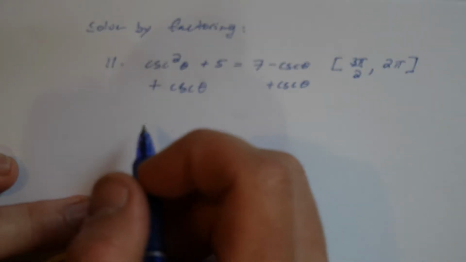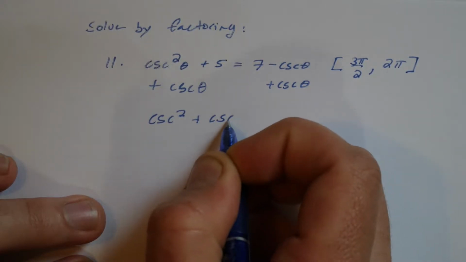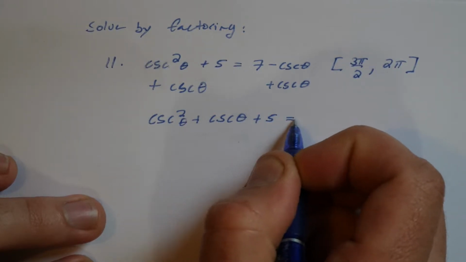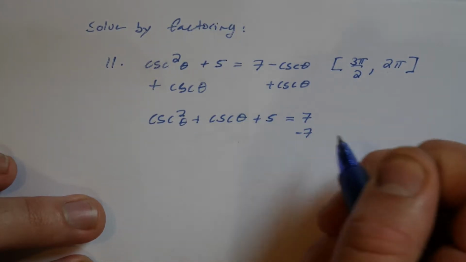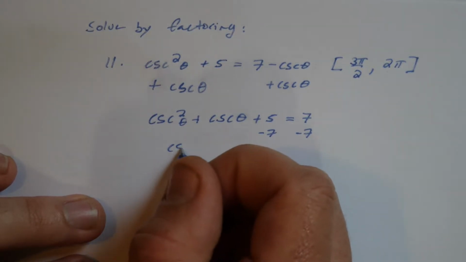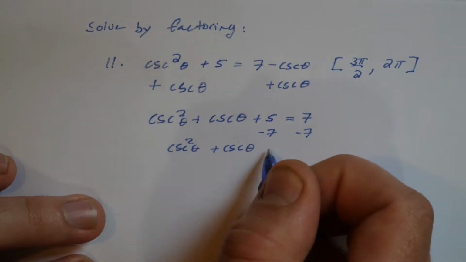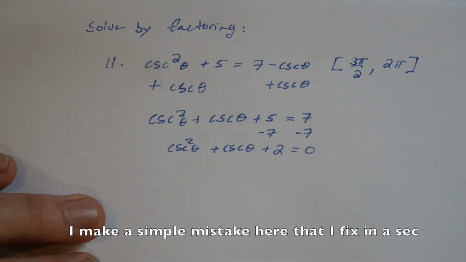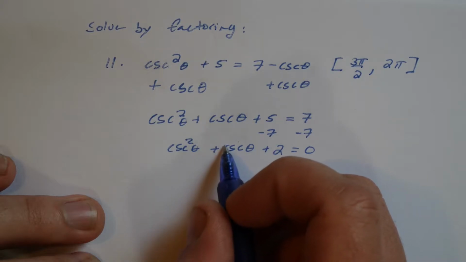All right, now I'm going to rewrite this. I have cosecant squared plus cosecant, and I have a 5. And we still have that 7, so let's subtract that 7 over. So we get -7. Now we have cosecant squared theta plus cosecant theta plus 2, and that equals 0. Now, how do I factor this? I factor this by thinking of two numbers that multiply to 2 and add to 1, right?